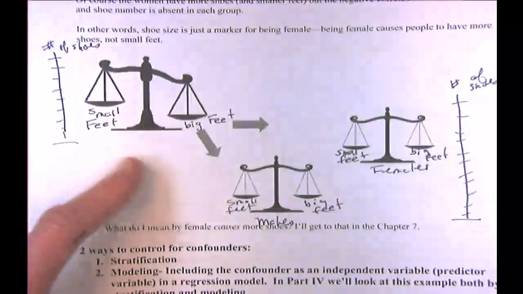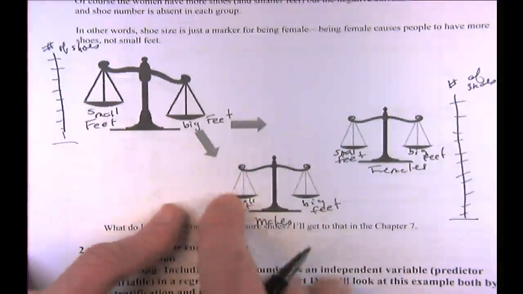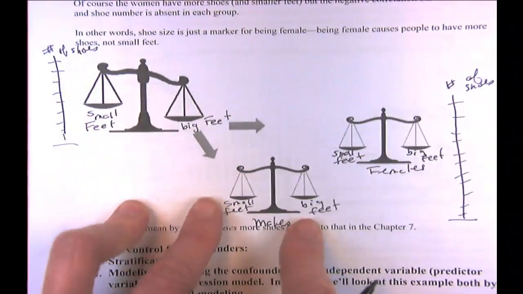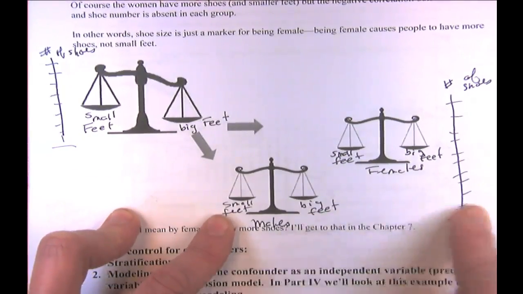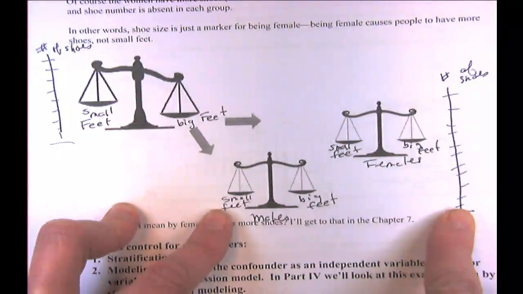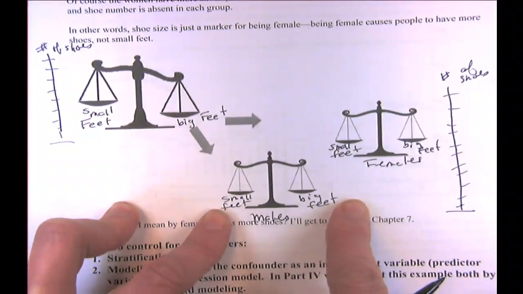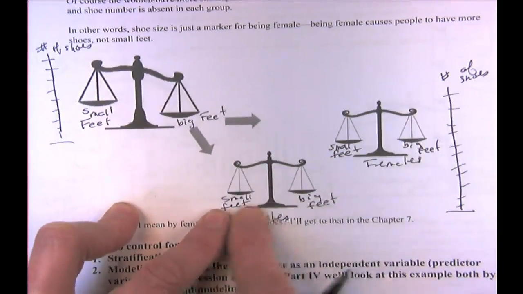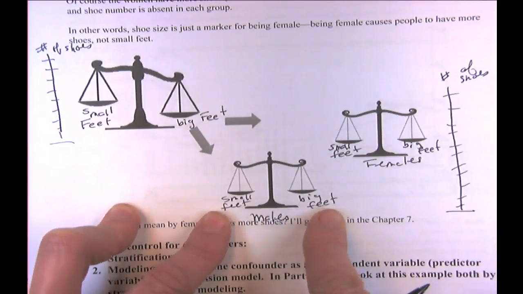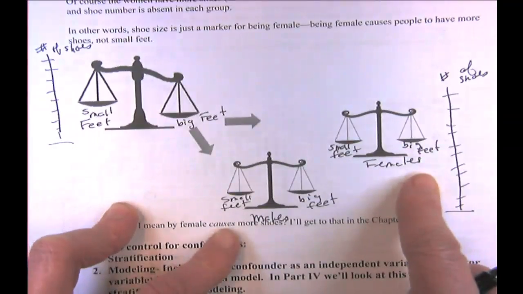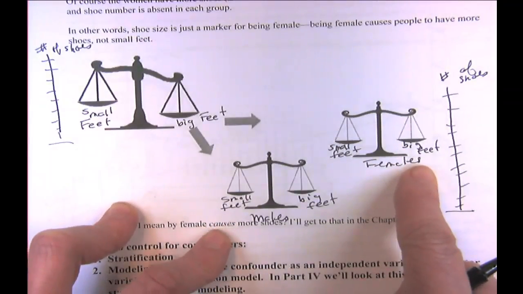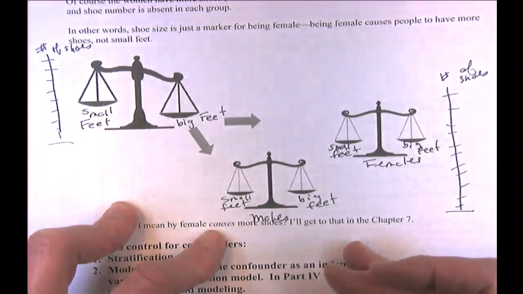So we did that by looking just among males. Does the size of your feet, whether you have small or big feet, really affect how many pairs of shoes you own? And we looked at the data, and we said, no, it doesn't. Just among males, it hardly makes a difference, and just among females, it hardly makes a difference. We're seeing this effect because of the confounding effect of gender.